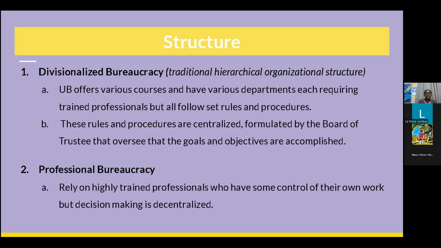Professional bureaucracy. Rely on highly trained professionals who have some control on their own work, but decision-making is decentralized.